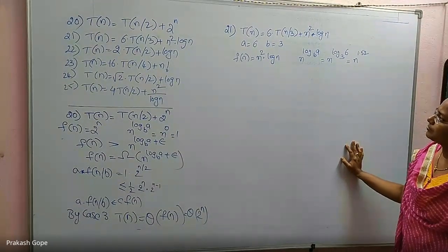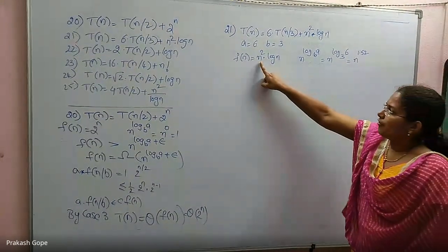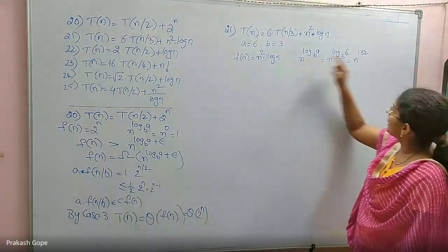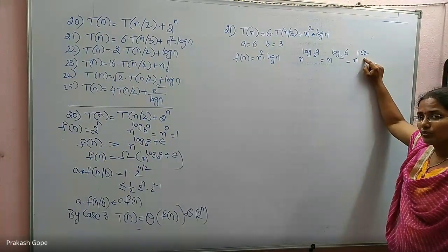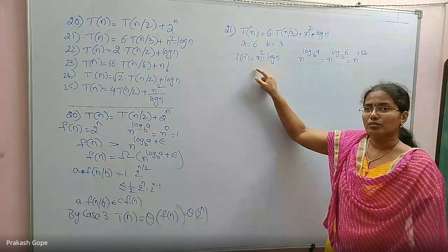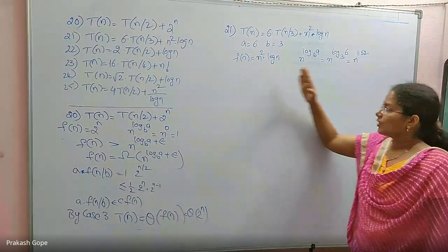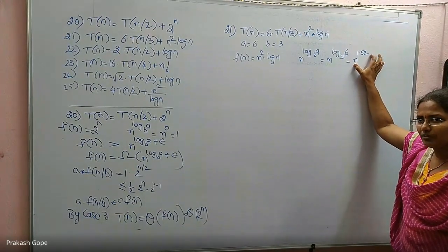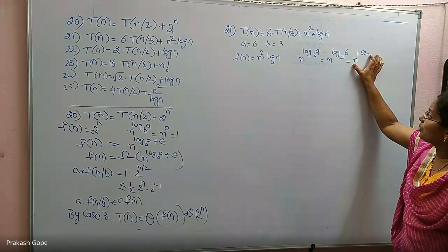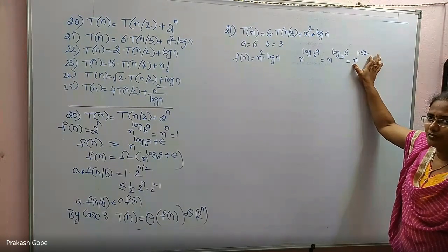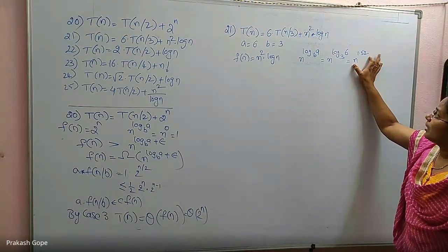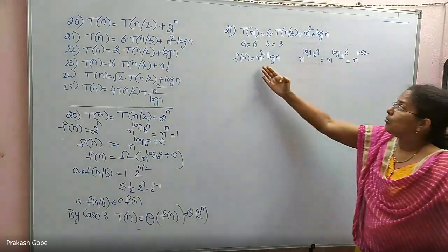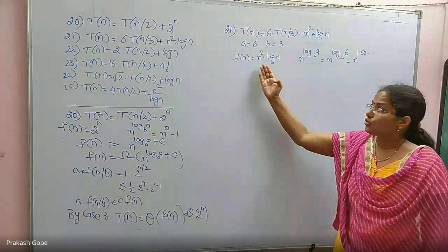Okay, now you observe. F of n is n square into log n. N square itself is greater than n power 1.52, and n square into log n is much greater than n square. So this is n power 1.5, which is like square root of n cubed, approximately n power 3 by 2. It is almost similar to n power 3 by 2, but n square into log n is more than n square.